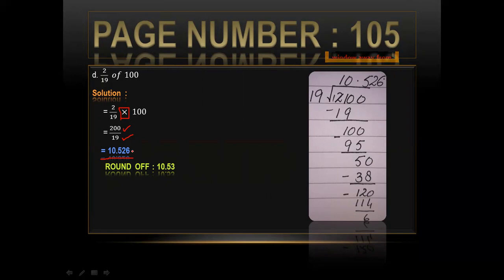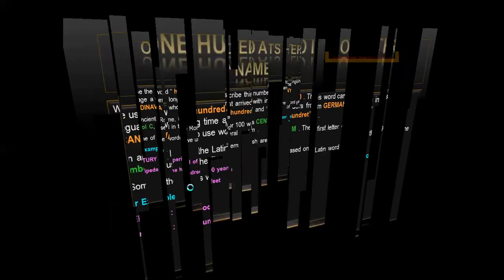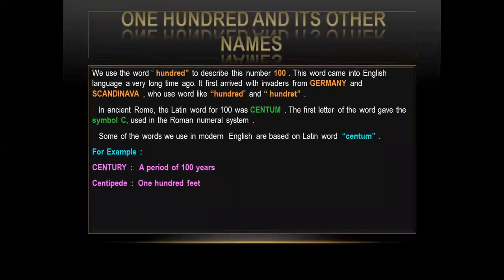10.526: on the thousandths place, 6 is there and 6 is greater than 5. So according to the rule of rounding off, the previous number, which is 2, will increase by 1, and the answer is 10.53. 10.53 is our required answer. With this part, we complete page 105.